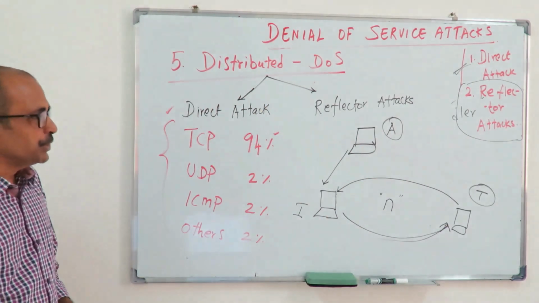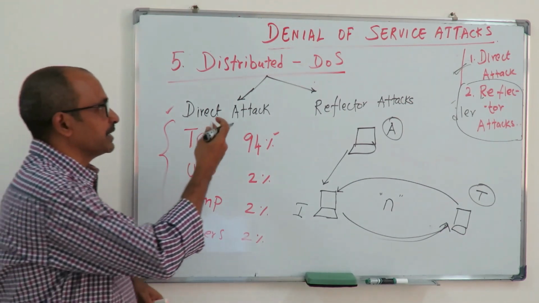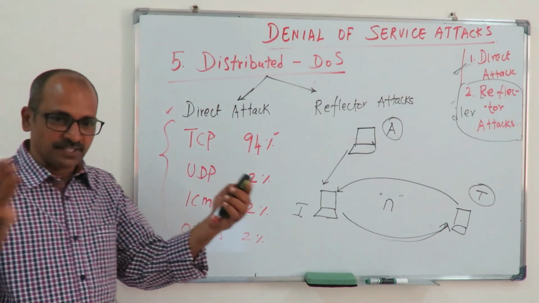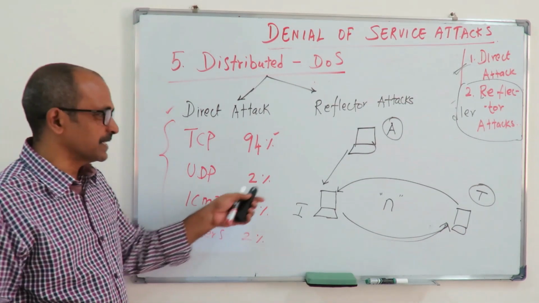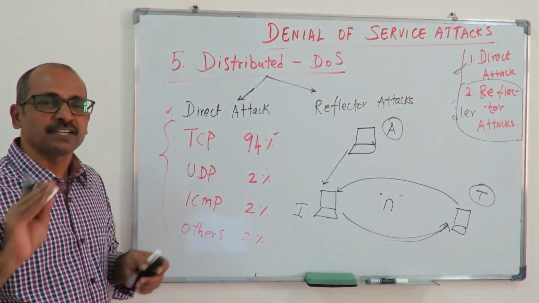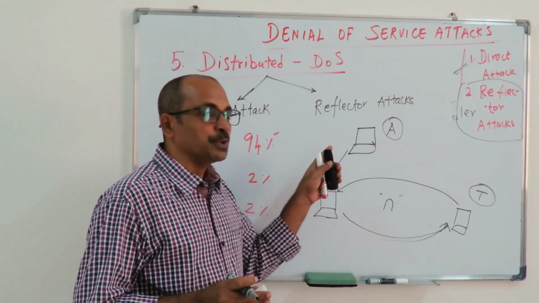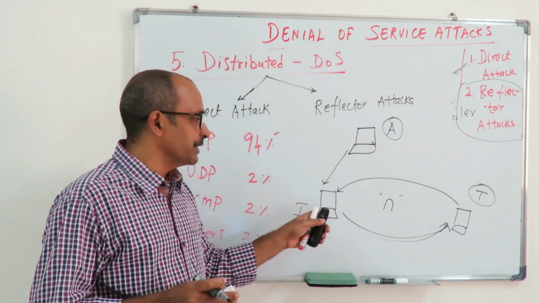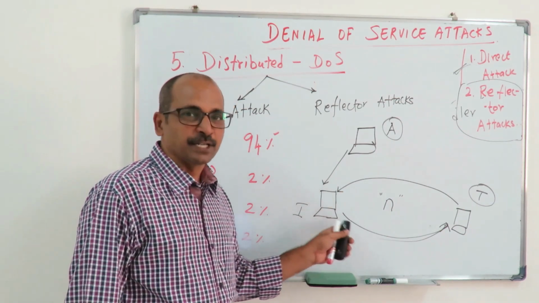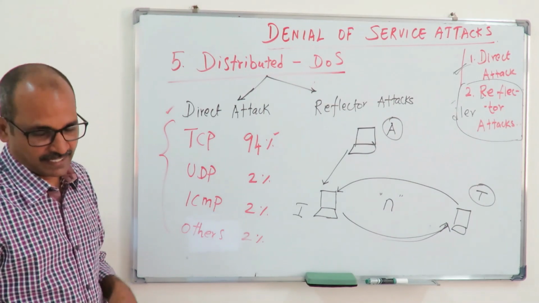In your slides you can see two different diagrams given for the direct attack and the reflector attack, compared in a single slide. In a direct attack, a huge number of packets directly reaches the target, whereas in a reflector attack a continuous loop is created between the target and the intermediate machines. So this is a reflector attack.